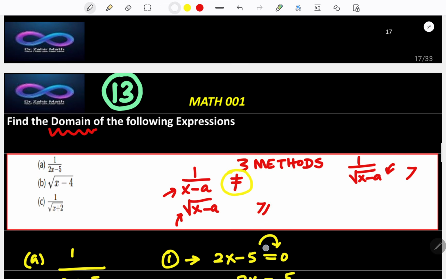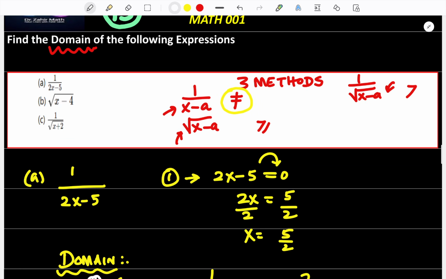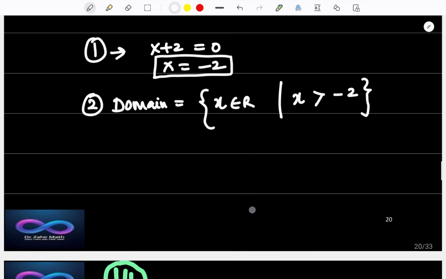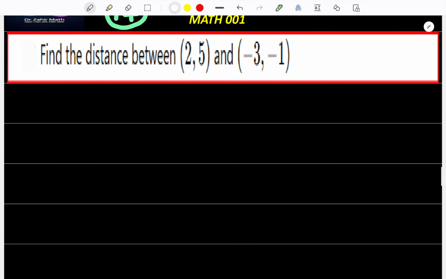Please study very well. So definitely teachers, they will concentrate on domain. So domain is a very good question and easy to remember. Only 3 methods. Okay. Anything can be asked. Okay. Let's go for the next question.